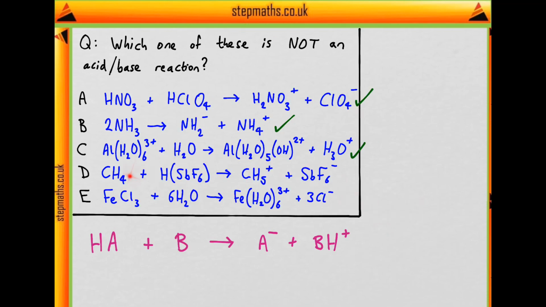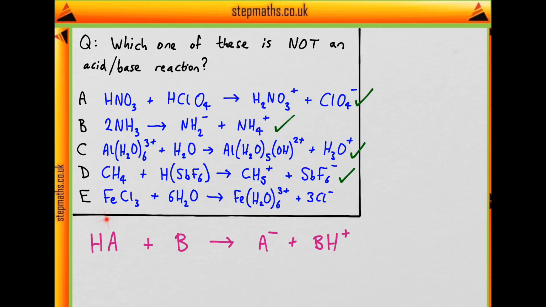So next, we've got methane reacting with this antimony species. Is this an acid-base reaction? Well, you think that methane surely can't act as an acid or a base, but in fact, this thing is called the superacid, which can protonate pretty much anything. And you can see that methane has picked up a proton to form CH5+, and where's that proton come from? It's been given up by this antimony species. So methane has acted as the base here, and this was the acid. So yes, this is an acid-base reaction.